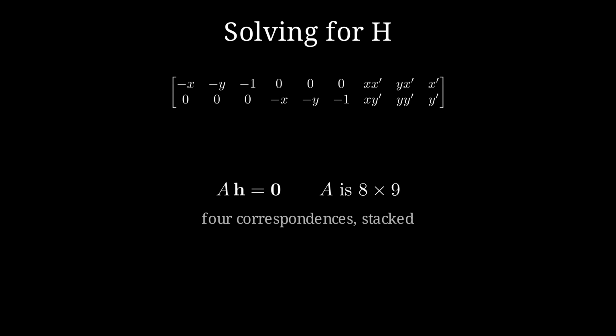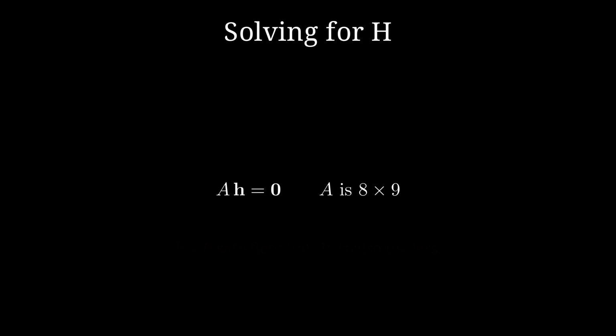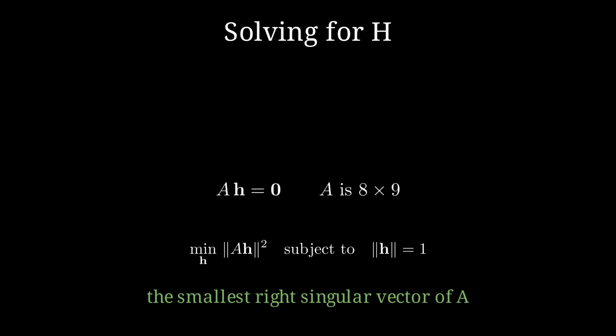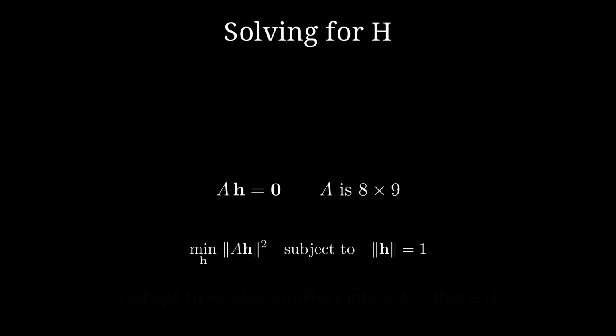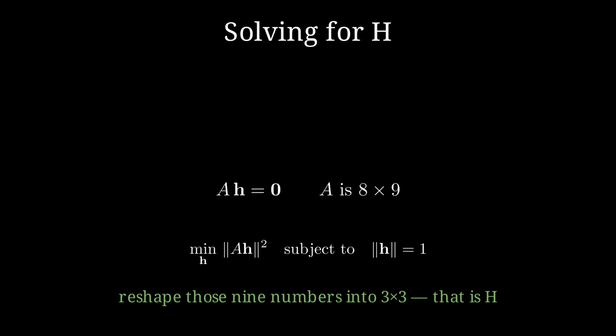Write those 2 rows out. 9 columns because there are 9 entries of H stacked into one long vector called h. Do it for all 4 pairs, stack them, and you have an 8x9 matrix A, and the statement Ah equals 0. One problem, h equals 0 solves that. It also tells you nothing. So we ask for the smallest Ah we can get while insisting h has length 1. You can't shrink your way out of it. And that problem has a name and a one-line answer. h is the smallest right singular vector of A, via SVD. Reshape those 9 numbers into 3x3, and that is your homography.